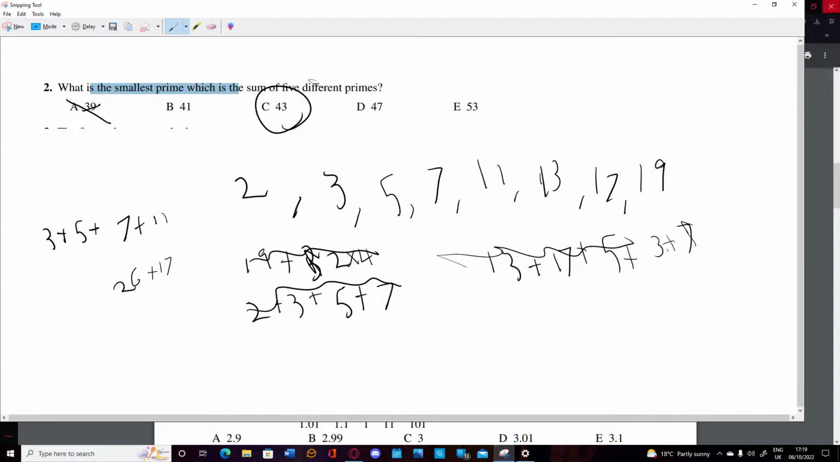Now I'm just going to assume it's 43 here. It could be 41 as well, but I do not believe it can be, because we summed the smallest numbers and we weren't able to get 41, but I believe it is C.